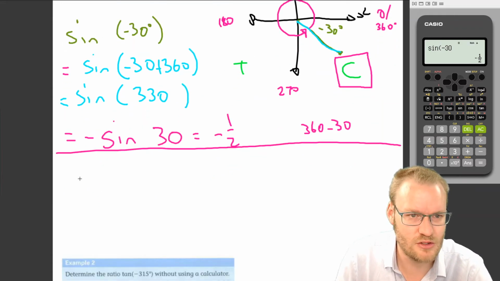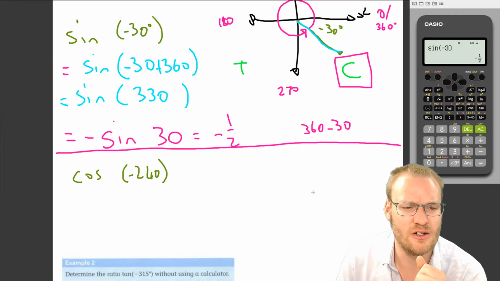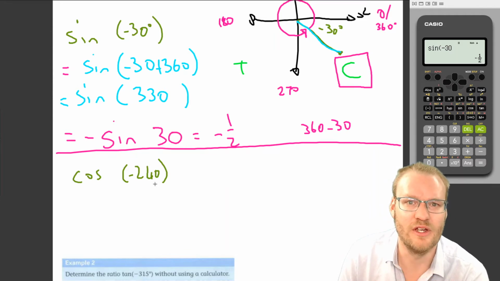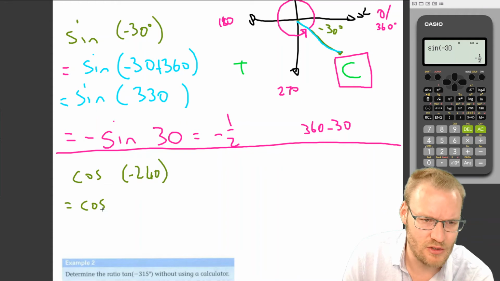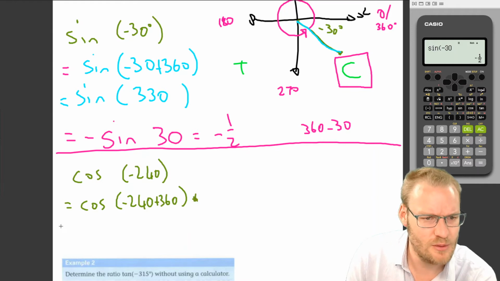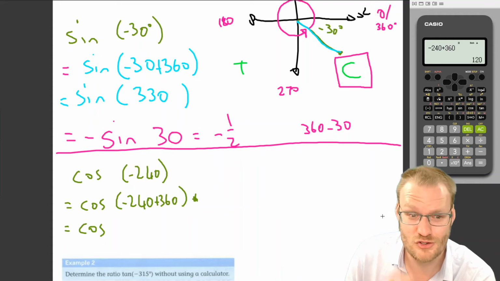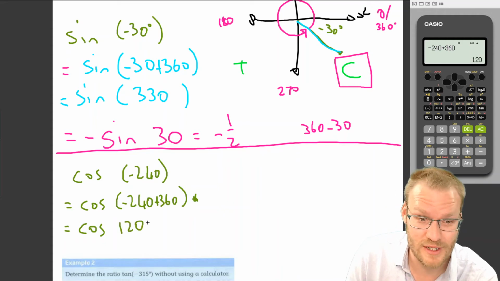So our second question is cos of negative 240. Before even drawing the CAST diagram, add 360 and what do you get? Okay, so this is the same as minus 240 plus 360. You don't have to show this step, but I'm showing it now just to make sure it's clear. So this is the same as minus 240 plus 360 equals, just checking if we're all awake still, 120.